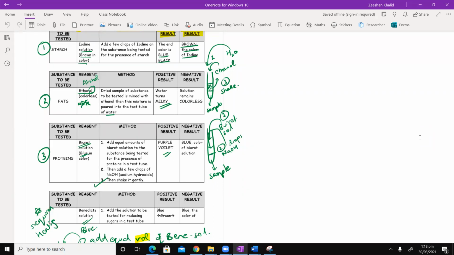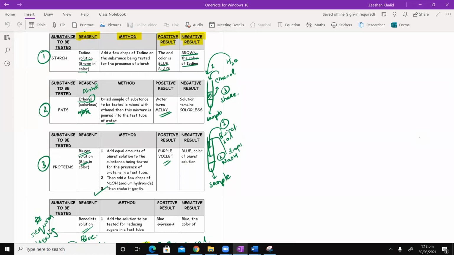We need to know the names and colors of the reagents of all of these four substances to be tested. Starch के लिए हम use करते हैं iodine solution, which is brown in color. Fats के लिए we use ethanol, which is colorless. Proteins, Biuret solution, again it's blue in color, and Benedict solution, of course, is again blue in color. So Benedict, Biuret, both of them have blue color. Ethanol is colorless, and iodine is a brown orangish solution.